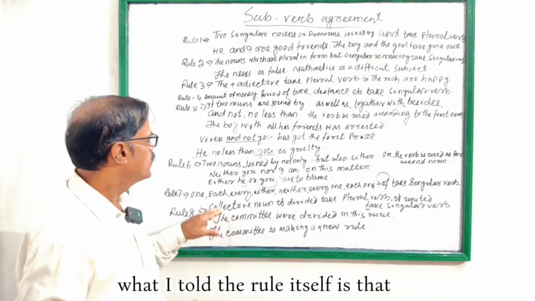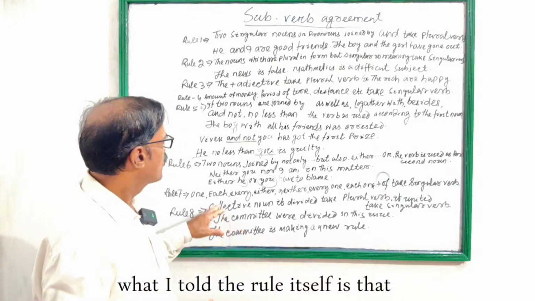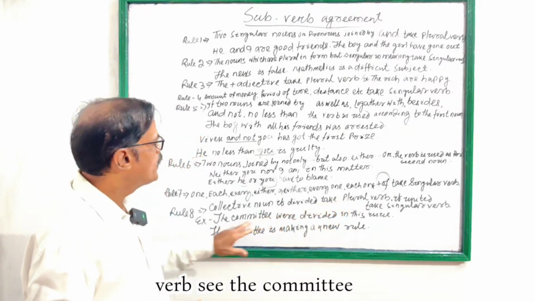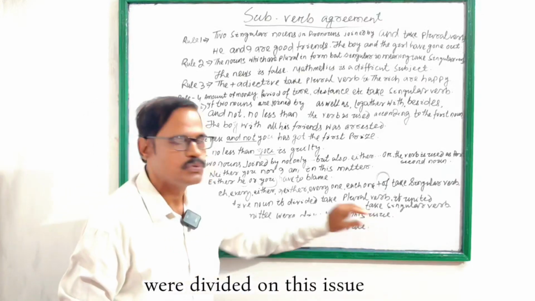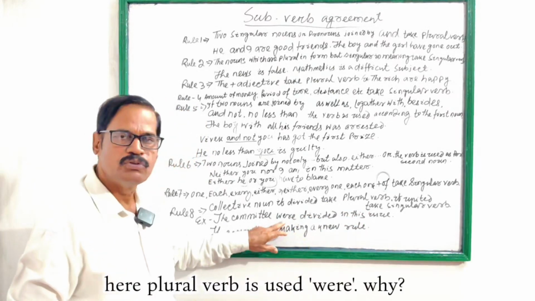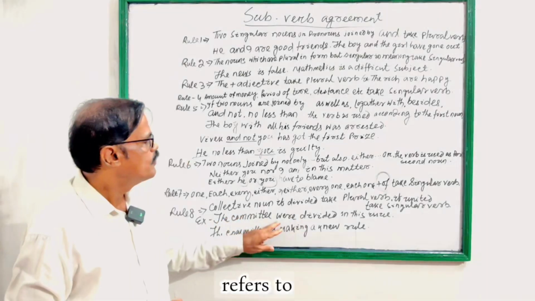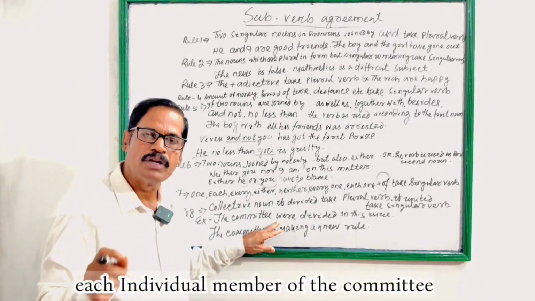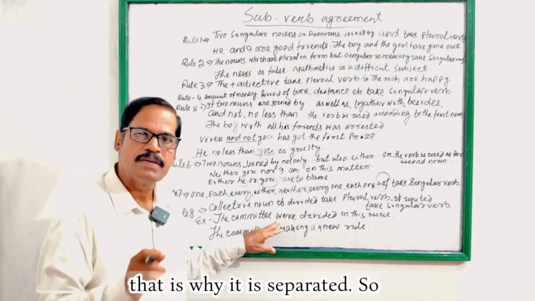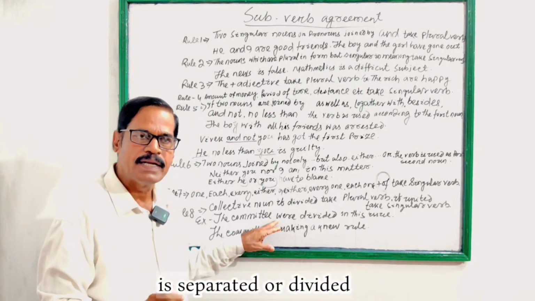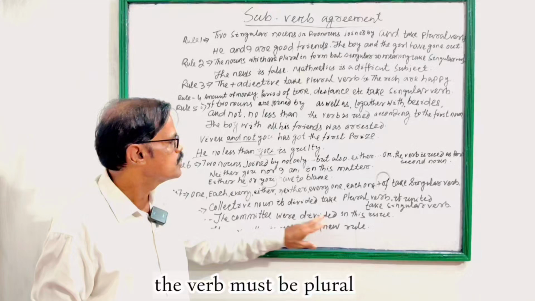Here you see what I told. The rule itself is that a collective noun, if divided, takes plural form. See, the committee were divided on this issue. Here a plural verb is used. Why? Because this sentence refers to each individual member of the committee. That is why it is separated. So where the collective noun is separated or divided, the verb must be plural.